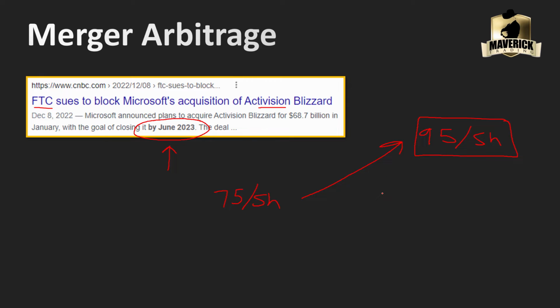I'm going to make $20 per share because I'm confident it's going to close, and I can buy the shares today at 75. That's a 26.6% return on investment in 6 months' time. Okay, I'll go for that, right? So if we're confident the deal is going to go through and we're confident that it will close by June, it's a pretty nice opportunity in the stock.